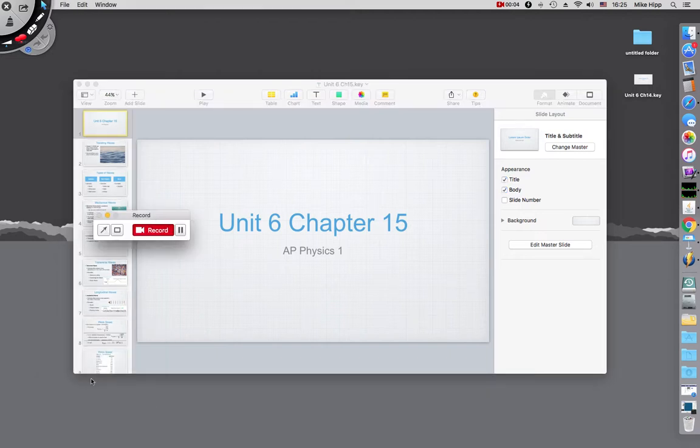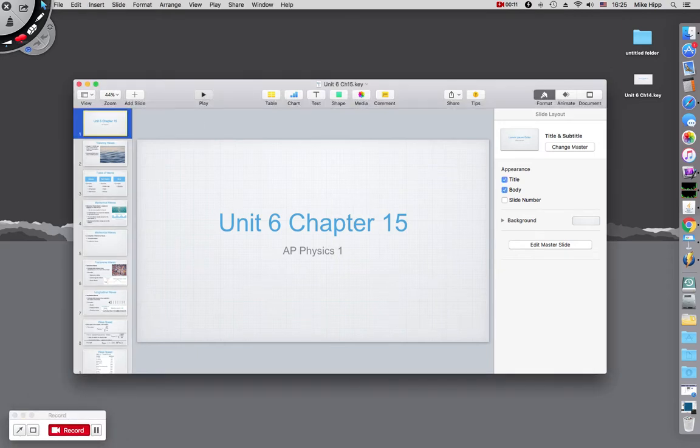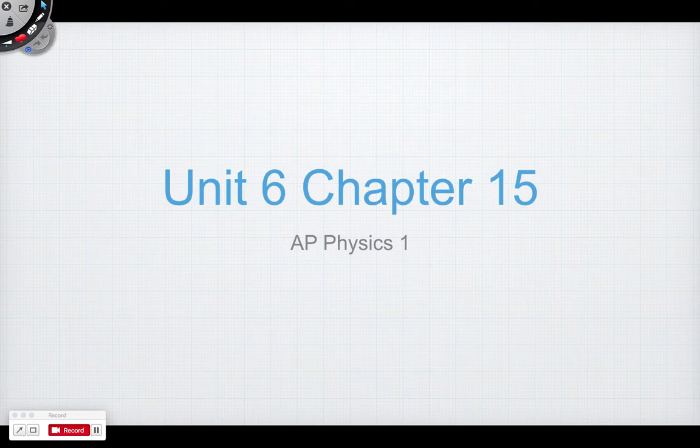This is the start of chapter 15, in unit 6. Previously we had simple harmonic motion. We're now going to be talking about waves in a general nature and a bit of sound. And then next chapter, chapter 16, will be wave interference.